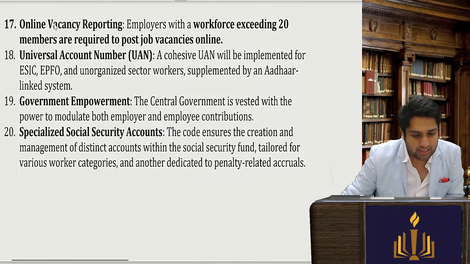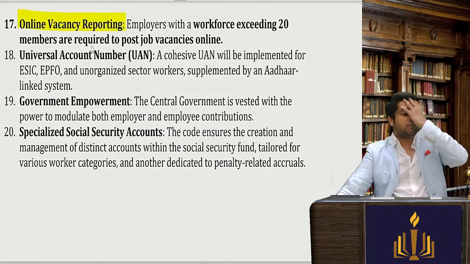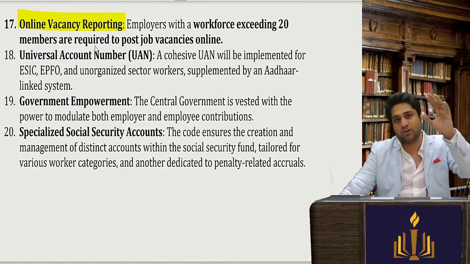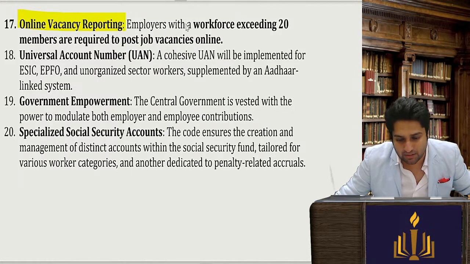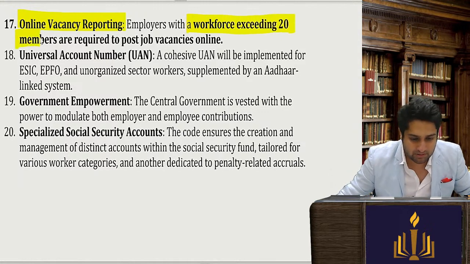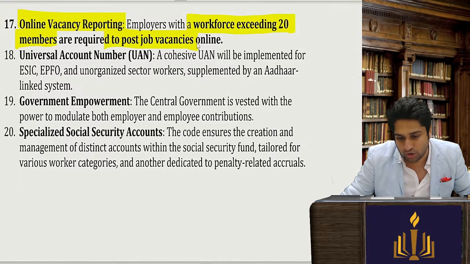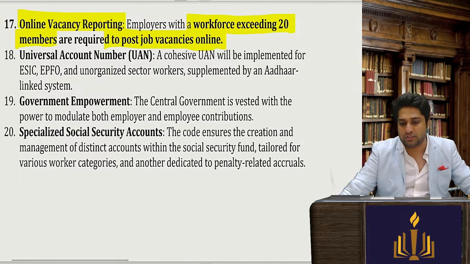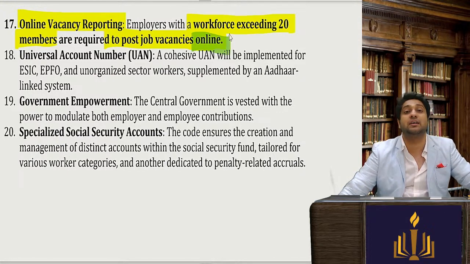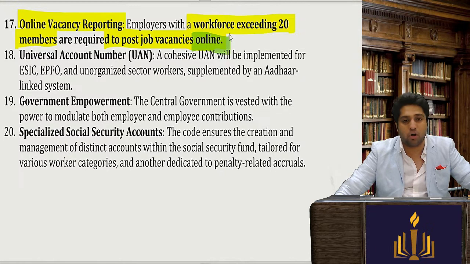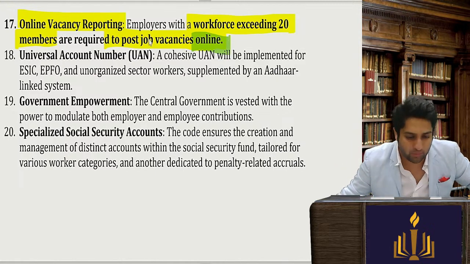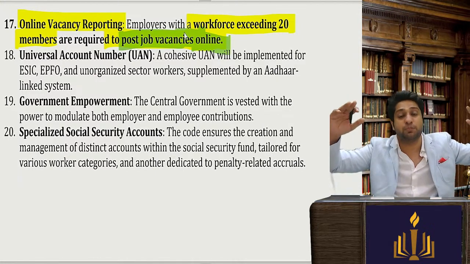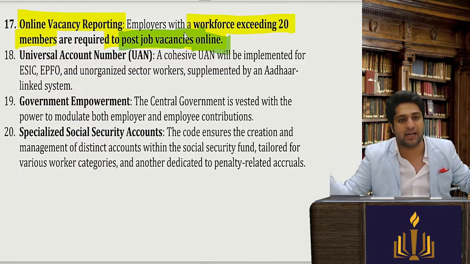Then online vacancy reporting. Now very simple, if your workplace has a workforce exceeding 20 members, they are required to post job vacancies online. Now you see, online was never mentioned in the earlier labor laws. Now they are saying that if you have 20 or more people employed and you have a job vacancy, then please post it online so that more people can get employed.